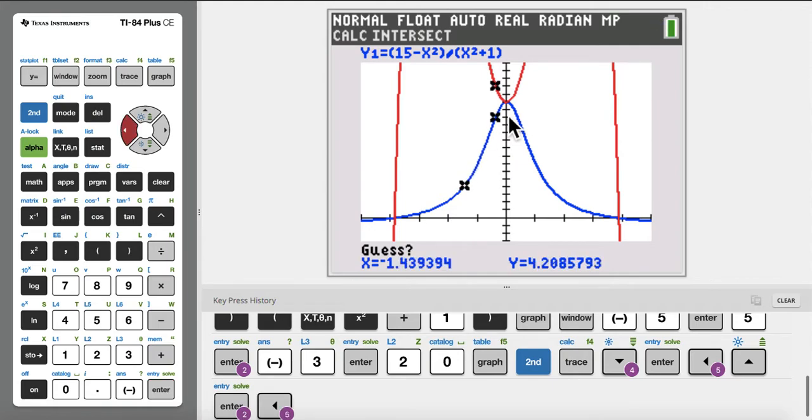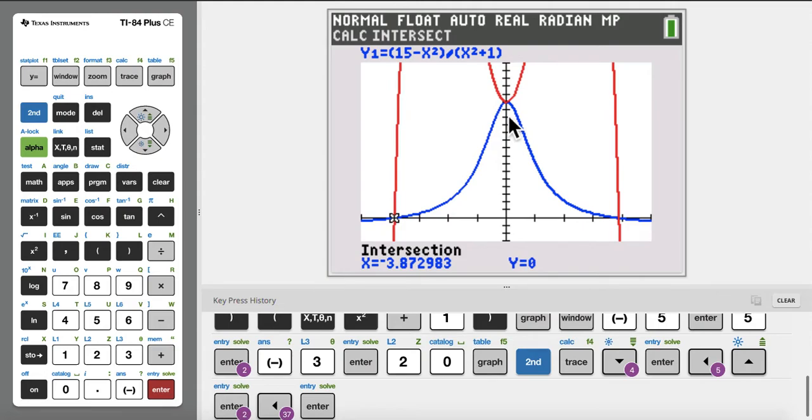In particular, let's find this -1, the one that's way over here on the left. I'm going to let my cursor be very close to that point and then hit enter. And we see we get that point of intersection to be -3.872.